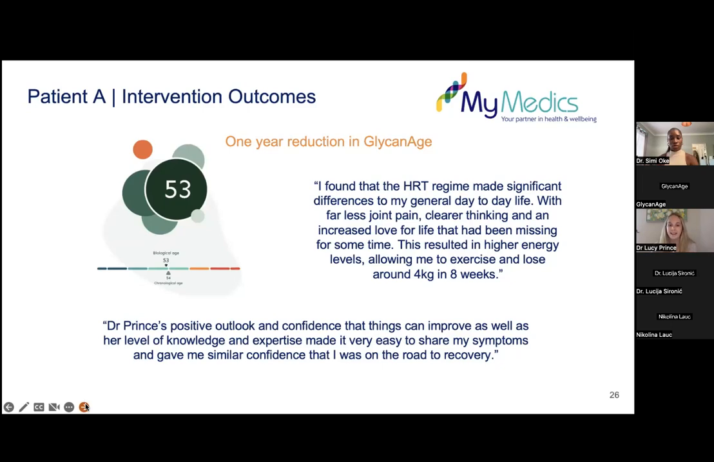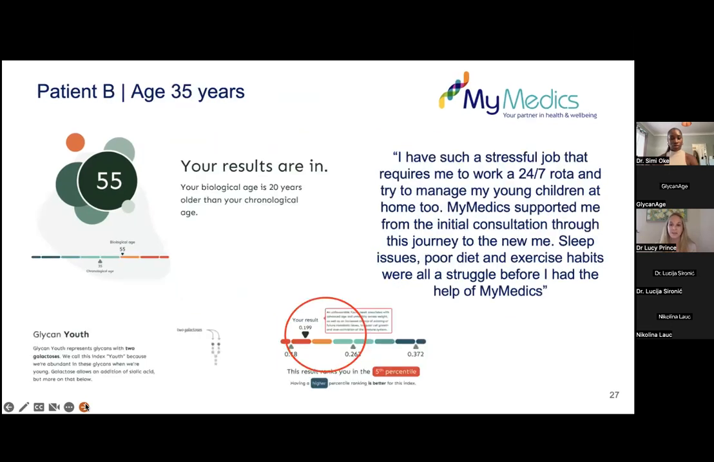And we touched on motivation at the beginning of this presentation, and I think this is a really wonderful example of that, and a really good example of being able to show patients, with the use of GlycanAge tests, that the things they're doing are really working. We're continuing to work with this patient. She remains very motivated and is doing really well.